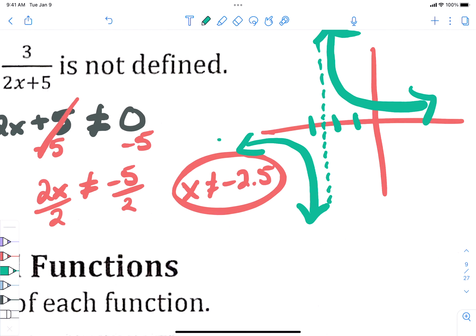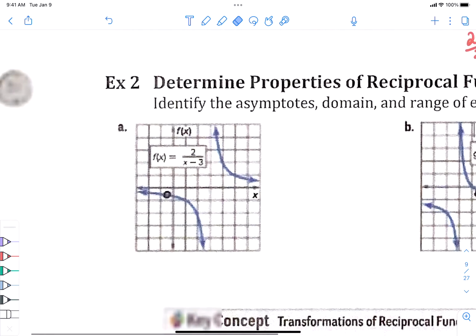My horizontal asymptote is not moved. We'll talk about what moves him, but it stays at 0. But the other one, x is not negative 2.5, and that's where my vertical asymptote is, right? If x can't be that, that's where the vertical asymptote lives. Clear as mud? Confusing? We'll do some more. It's fine. Okay, let's go down here and let's talk about these guys.